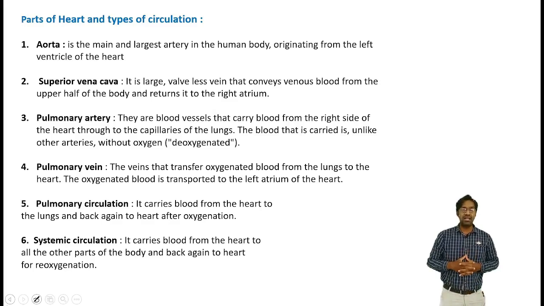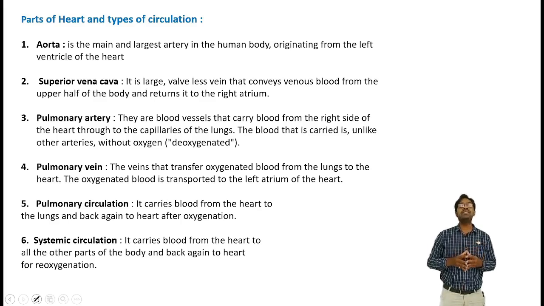See the parts of the heart and the types of circulation. First one is the aorta, which is the largest artery. It pumps the oxygenated blood which is coming from the left ventricle. Then the next point is the superior vena cava. The superior vena cava collects the deoxygenated blood, that is the carbon dioxide rich blood, from the uppermost part of the body. That venous blood is collected in the superior vena cava and transported back to the right atrium. And the inferior vena cava collects the deoxygenated blood from the lowermost part of the body, in contrast to the superior vena cava.